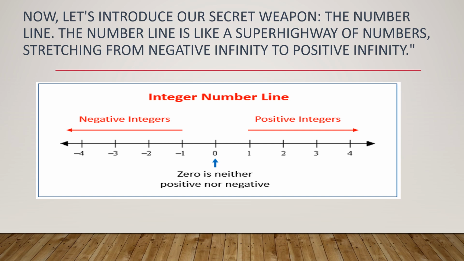So the number line consists of negative numbers and positive numbers. As you can see on the screen, integers number line. In the middle we have 0, and to the right of 0 all the numbers are positive numbers and to the left of 0 all the numbers are negative. And 0 is neither positive nor negative. It does not have any sign.